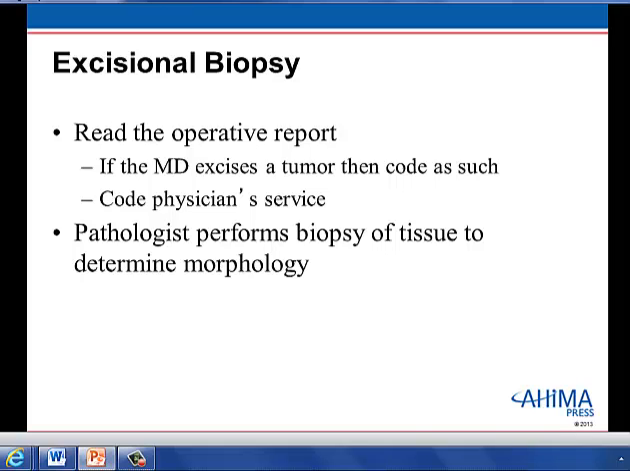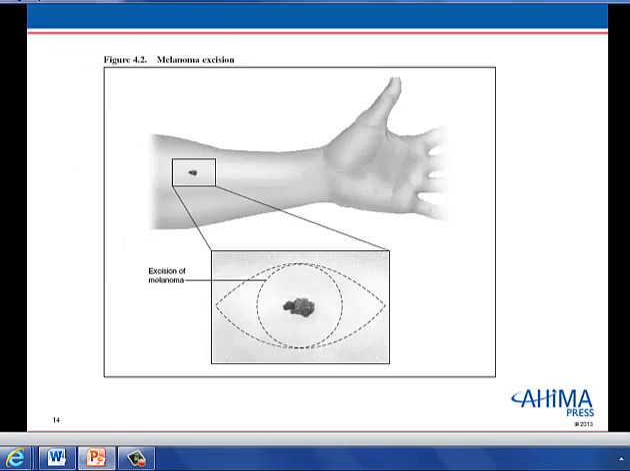When coding an excisional biopsy, the coder must read the operative report. The coder must verify if the doctors excised the tumor and then code as such in the physician's service. The pathologist performs biopsy of tissue to determine morphology, that is, whether it's benign or malignant. Here we have a slide that shows a removal with margins. Please refer to your CPT book for further examples and explanations of excisions.